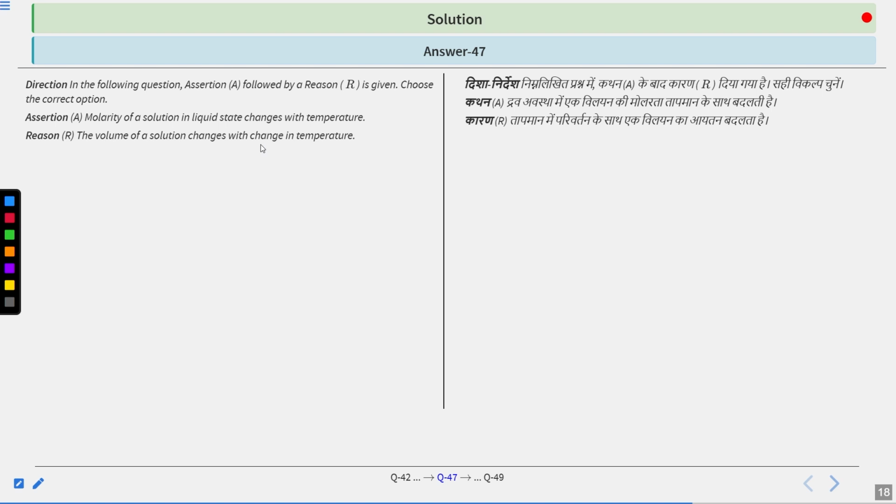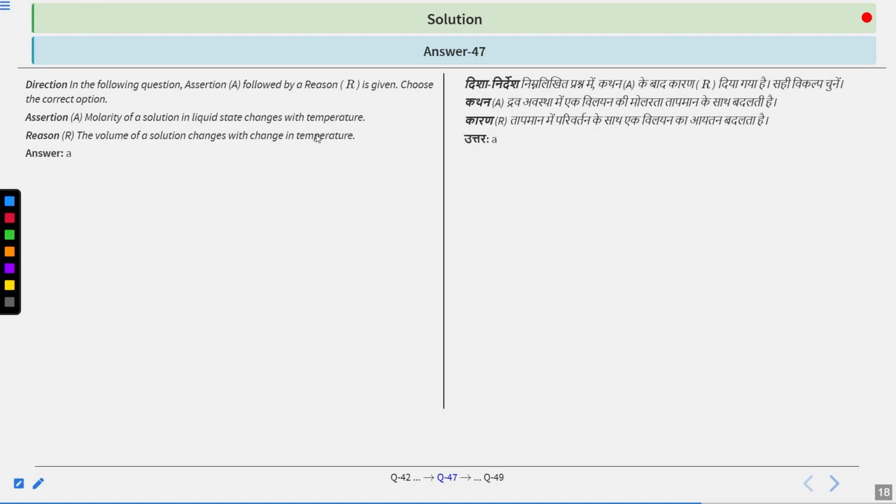So in this question, the direction given is that an assertion is given, and for that one reason is given. You have to see whether assertion and reason are correct, and whether reason is the correct explanation of assertion or not. So assertion says that molarity of a solution in liquid state changes with temperature. So if you change the temperature, the molarity will change. The reason is that the volume of solution changes with temperature. So if you change the temperature, your volume will change, and for that reason, your molarity changes. So according to the question, it is said that.